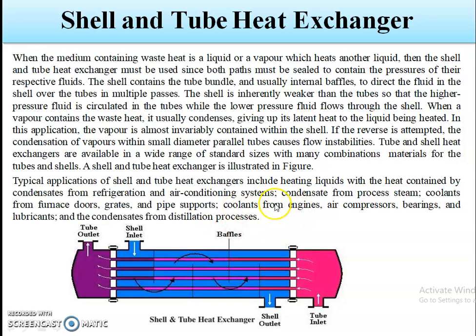The coolant from the engine jacket will be circulated, because the internal combustion engine operates at high temperature. If you maintain the temperature, then only the engine will not seize. So for that condition we need a coolant. A very good example from the internal combustion engine is the radiator, a heat exchanger, the shell and tube heat exchanger.